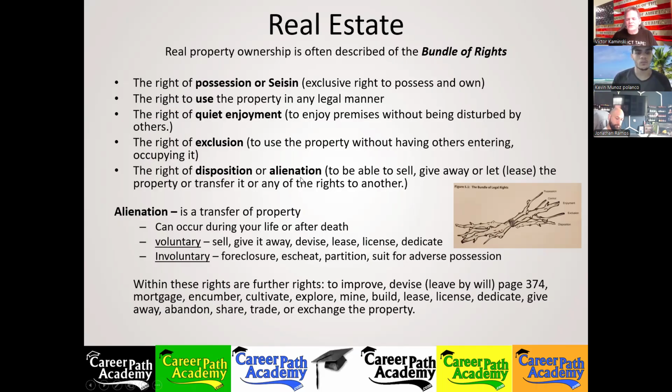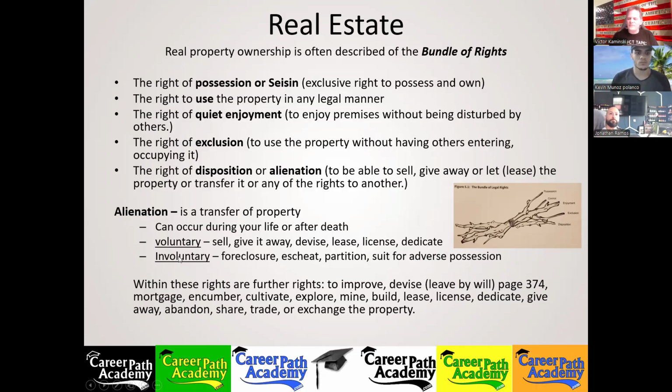Okay, the term alienation we're going to get several times in this book. Alienation, the simplest definition for it is a transfer of property. And that can be done voluntarily or involuntarily, while you're alive or after you die, right? So, voluntary alienation, you could sell the property, give it away, devise it. That means to leave it in a will to somebody, lease it, license it, or dedicate it. Dedication is when you give land to the government for a public use.